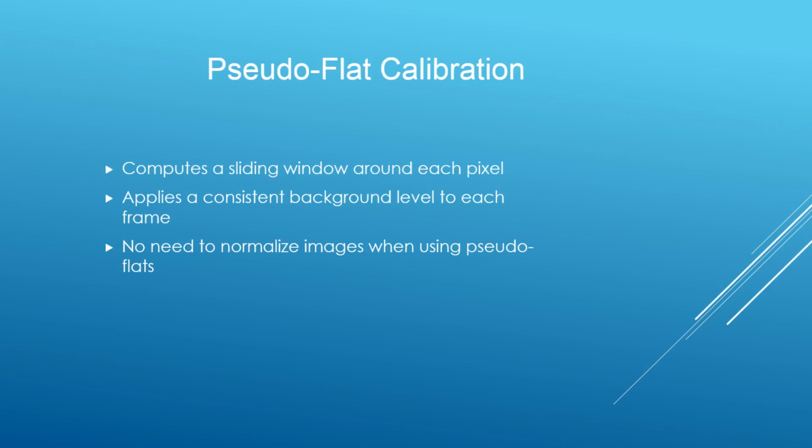The way that works is you take some number of pixels ahead and some number of pixels behind, or left and right if you're on the x-axis, and you compute a statistic value. You can take the pixel value, divide it by that statistic value, and achieve a flat field, and also have a consistent background level from one frame to the next. If you perform this process, then you do not need to perform normalization, as it has in effect been performed during pseudo-flat calibration.